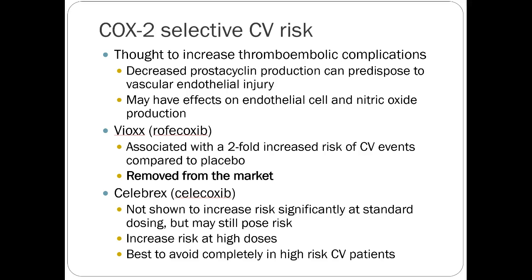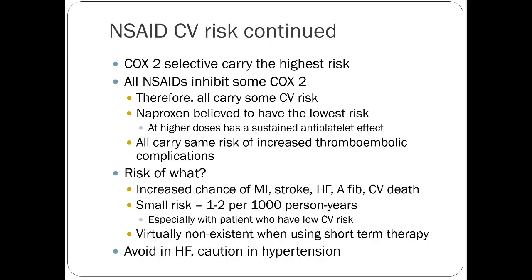Vioxx was the other drug that was on the market that was purely COX-2 selective, and it was actually removed from the market due to a twofold increase of CV events, like myocardial infarction was the most common one people saw. It's been off the market for several years. Celebrex somehow avoided that. I'm not entirely sure how, but it didn't show that it increased the risk significantly at standard dosing, only at higher doses. So Celebrex has some more strict dosing control, and I think if you use it in low doses, it's generally okay for a normal person. If you have somebody who's post-MI or has heart failure, is at risk for cardiovascular complications, probably best to avoid it altogether.